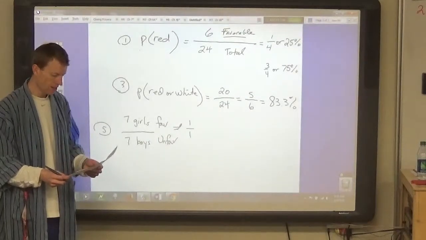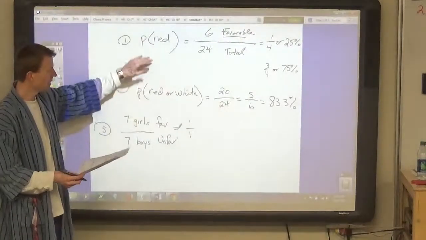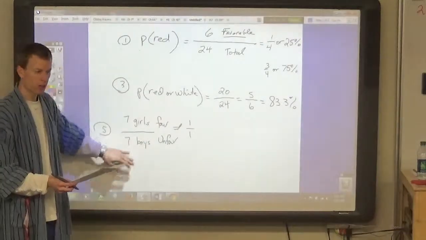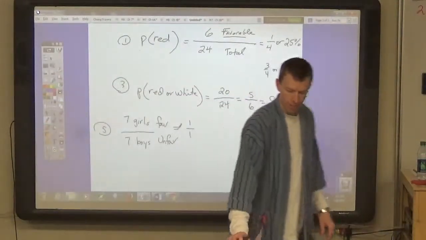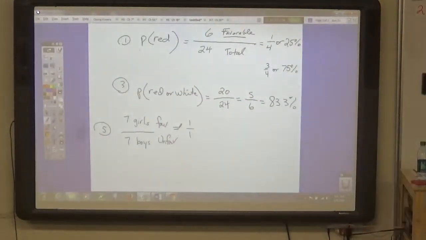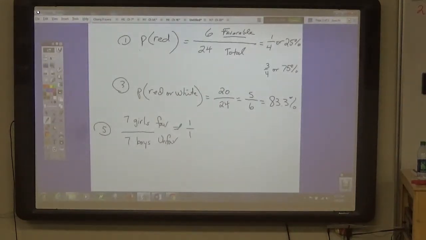Good. All right, so make sure that you understand the difference between the ratios, the favorable to unfavorable, or odds for to odds against, and probability, which you can write as a reduced fraction or as a percent.